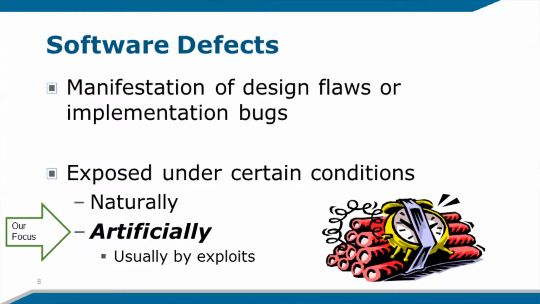And those may come from design flaws. So it may be that you, as a designer, didn't think about the number of entry points into a system and have not treated all of those entry points equally, or have not secured all those entry points equally. And those design flaws may be exposed naturally just by the random activity of users. Something bad may happen. Or they may be exposed artificially, and that is typically called an exploit.